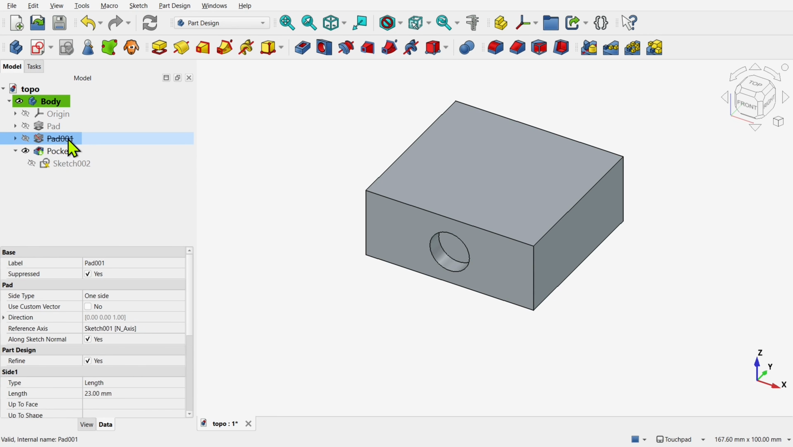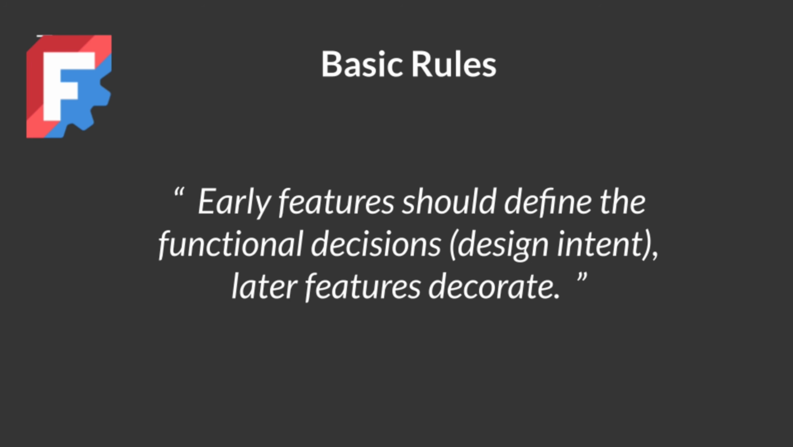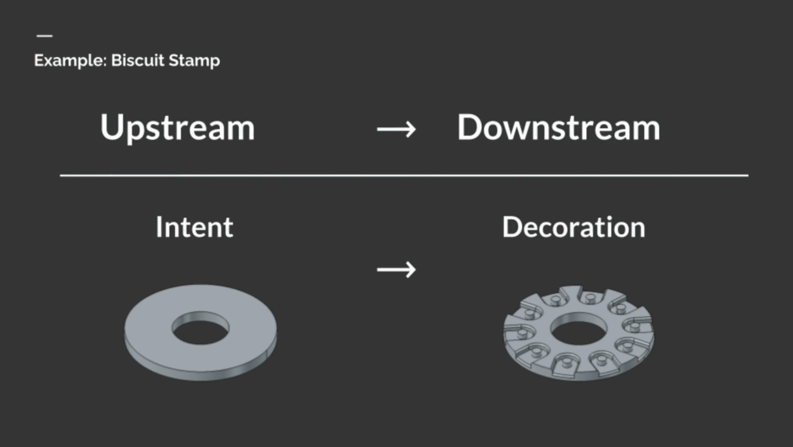A good mental model to remember: early features should define the functional decisions, i.e. the intent. Later features decorate. For example, dress-up features such as fillets and chamfers should be applied as far down the feature tree as possible. In other words, near to the end. They change the topology and are at high risk of change by the designer, which increases risk for everything that's downstream. If something defines the shape logic of the part, it should live early and be stable.